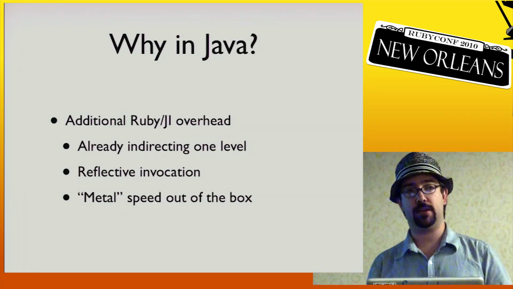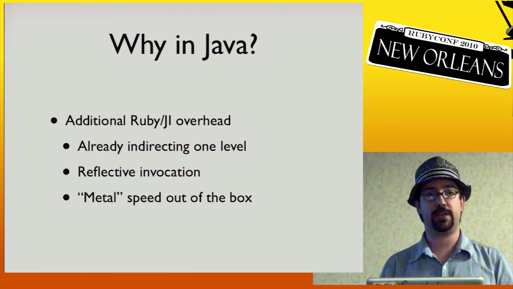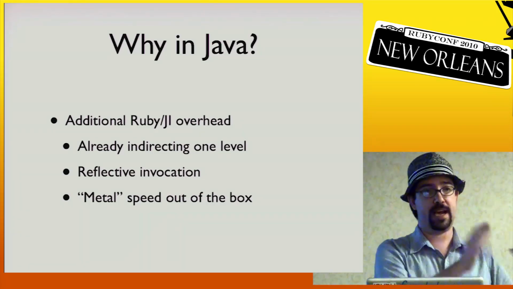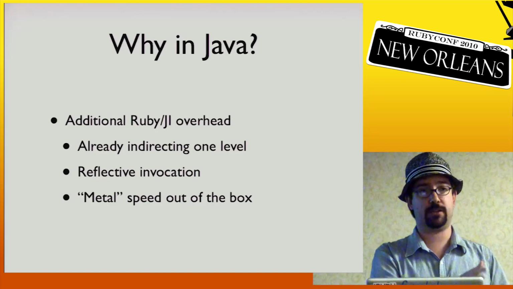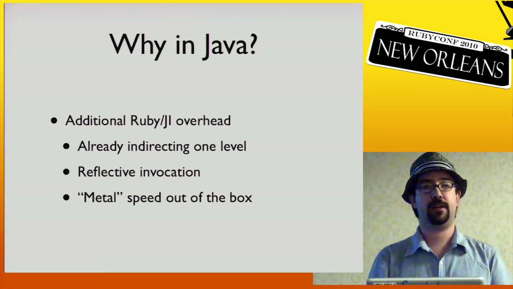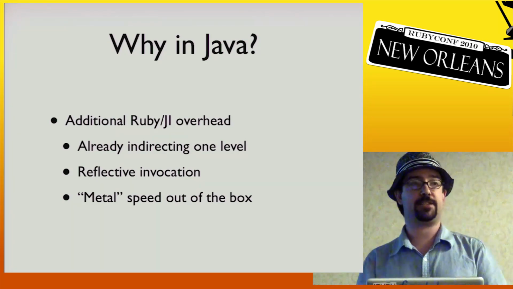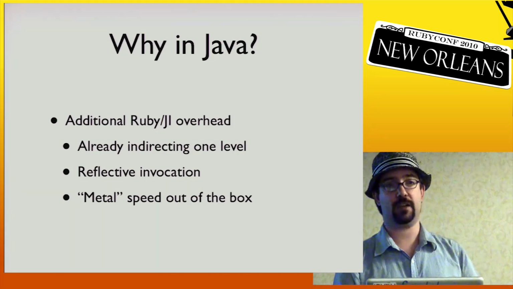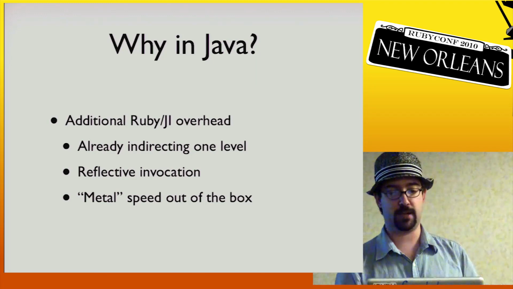So now again, why in Java? We wanted to avoid the additional Ruby Java integration overhead. We wanted to just be at the Java level and keep clear performance guarantees about how it's going to run, avoid reflection, and have it feel a lot faster so it can be as solid as possible when you're using it for something like a weak collection.